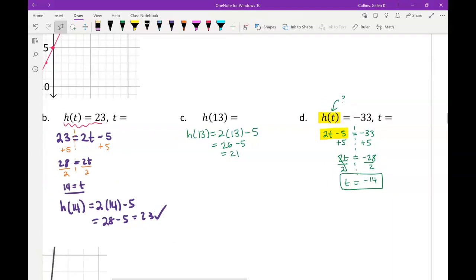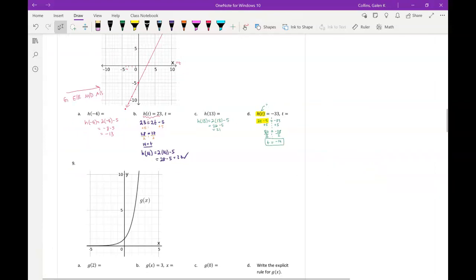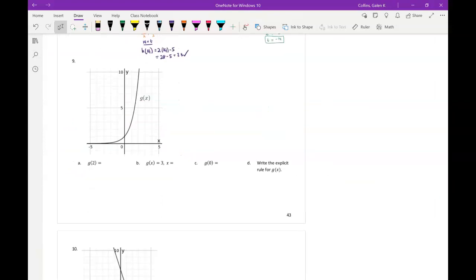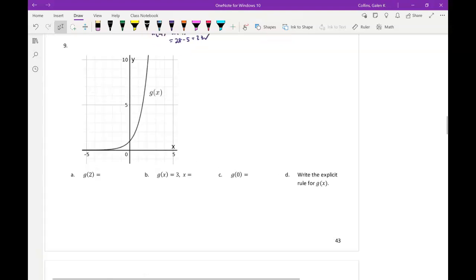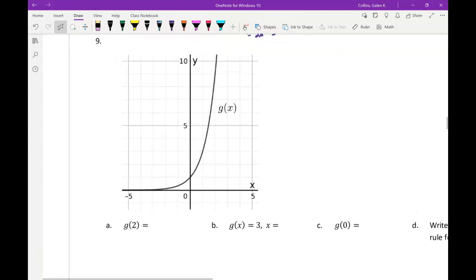Now I can't zoom out. Okay, here we go. Let's do one more for number 9. We are also asked to evaluate and to do some solving, but this time we're not given the function in number 9. So I have the graph of g of x.